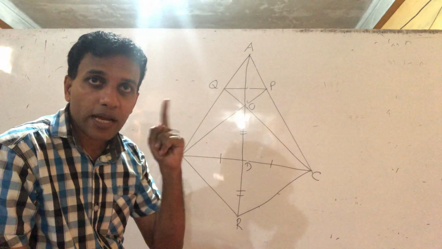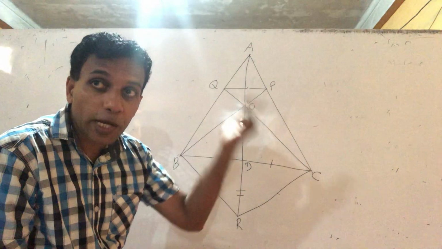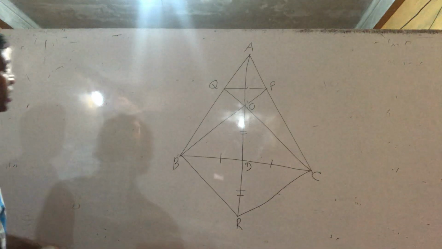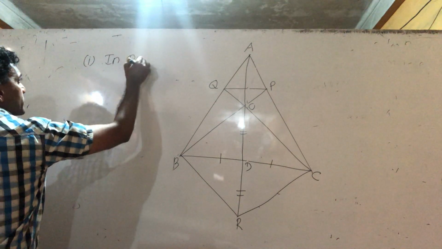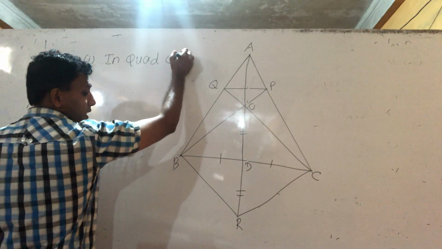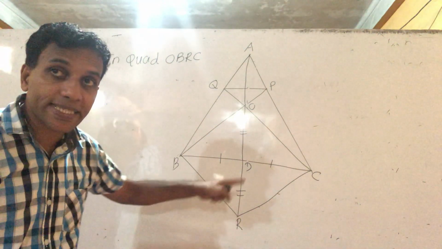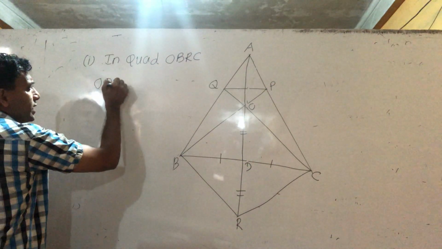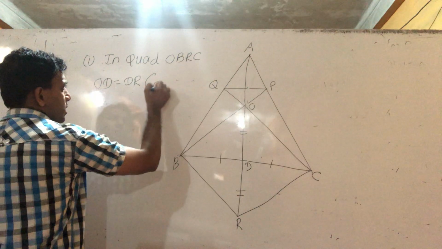So you learn in grade 10 maths, in a quadrilateral, if diagonal bisects each other, the special name for that quadrilateral is parallelogram. That's all. So write first part answer. In quadrilateral OBRC, OD equal DR. How do we know that? Data.